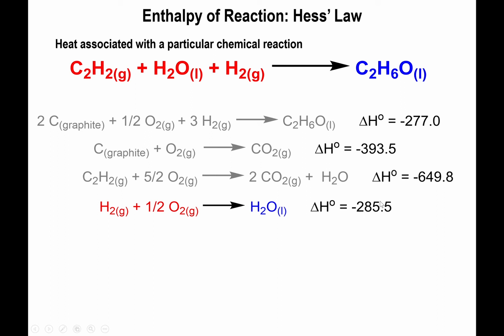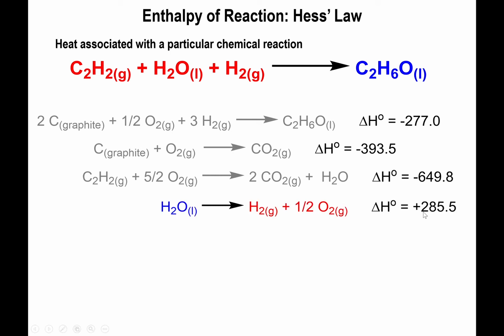And moreover, take a look at the value right here, negative 285.5. The moment I reverse the equation, this is no longer negative 285.5, it is now positive 285.5. So multiplying an equation by a constant implies that you have to multiply delta H by a constant. Reversing an equation means that you change the sign of delta H.